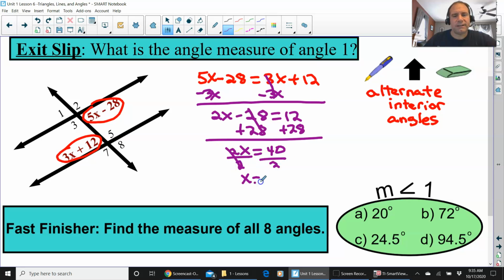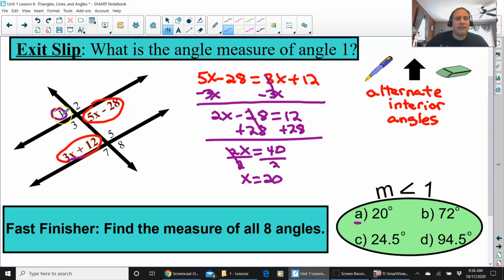X equals 20. So think about what that answer is. X equals 20. Do you see A? 20. They're trying to trick you. They want the measure of angle 1, which is this. That's not 20. You could either substitute into 3x plus 12, or substitute into 5x minus 28. I'm going to just do 5x minus 28 because it doesn't really matter, because these are equal to each other.